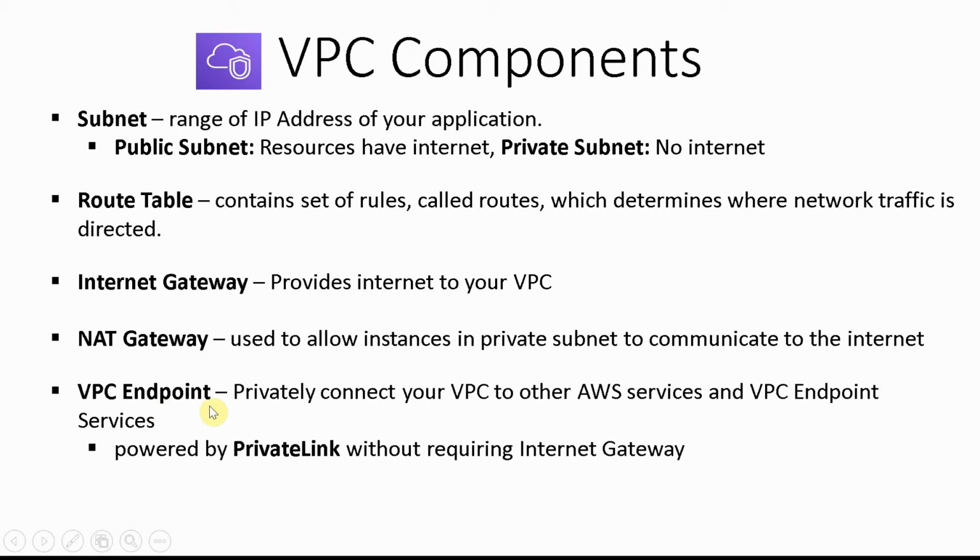Again, VPC endpoint. If you want to privately connect your VPC to other AWS resources, then you use VPC endpoint, and this VPC endpoint is backed up by private link.